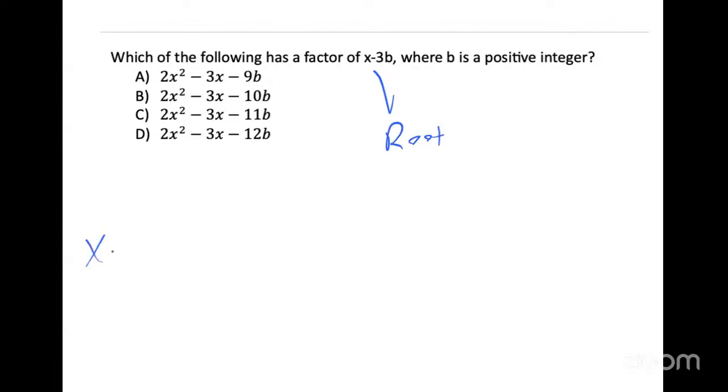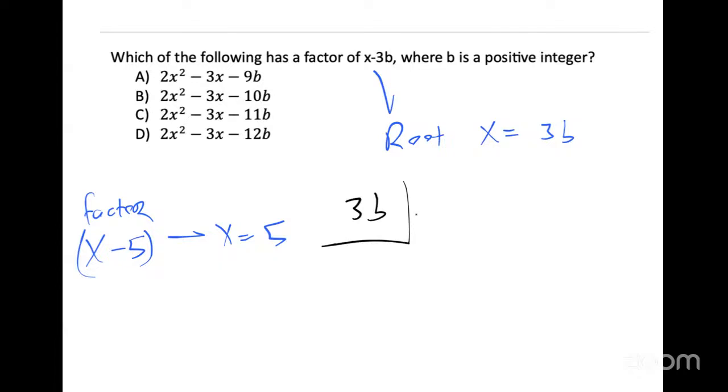Like I said before, if you had something like x minus 5 as your factor, the root would be x equals 5. On these simpler ones, all you're really doing is flipping the sign over. So if it's x minus 3b, then the root would be x equals 3b. The root or the x-intercept is important because that's the thing you put in the box when you do synthetic division. So 3b right there. And let's just say we were trying answer choice D here, 2, minus 3, minus 12b.